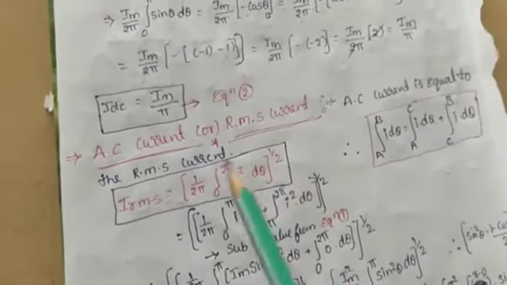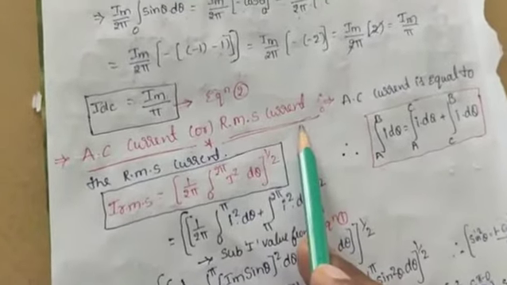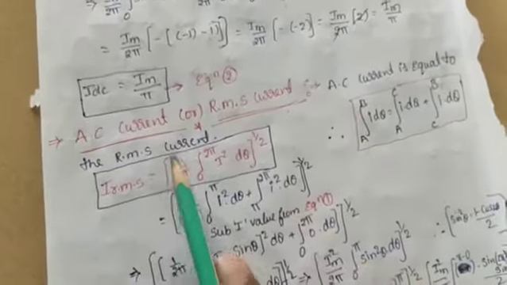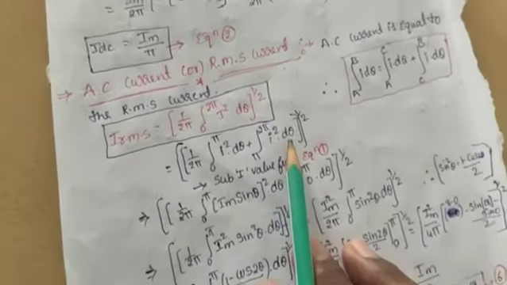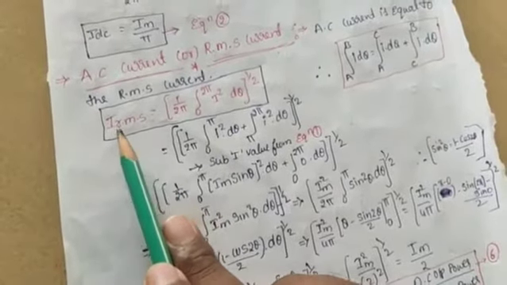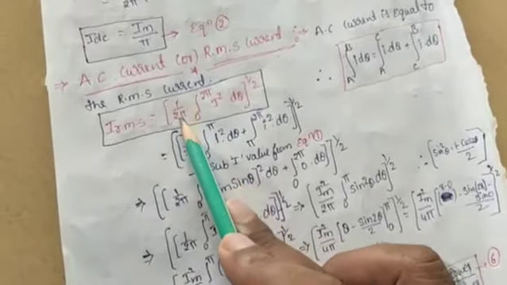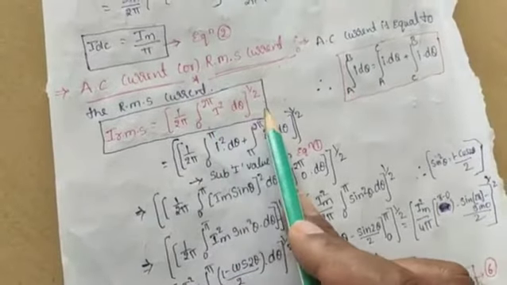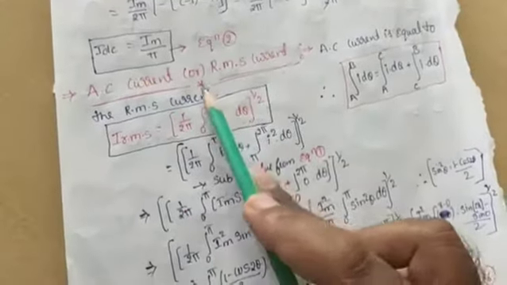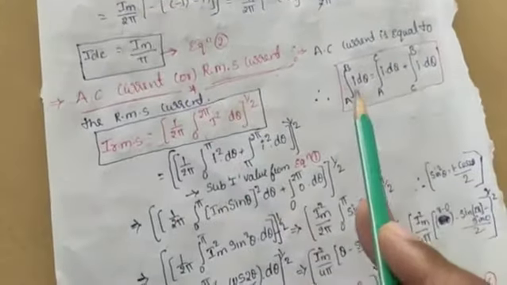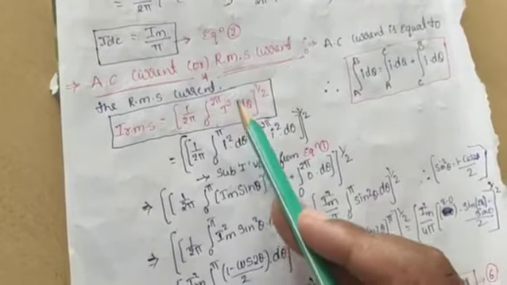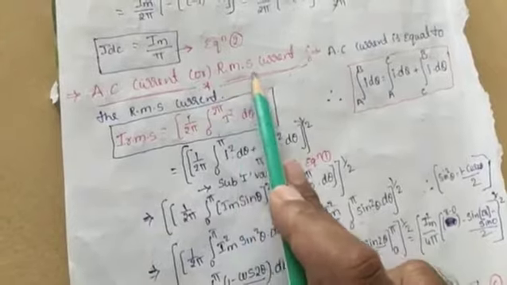Now the second one is the AC current, or RMS current. Let us find the AC current. The general formula for the IRMS current, root mean square, is the square root of 1 by 2 pi, integral of I square d theta. The only difference from the previous equation is the square root, because this is the RMS current.